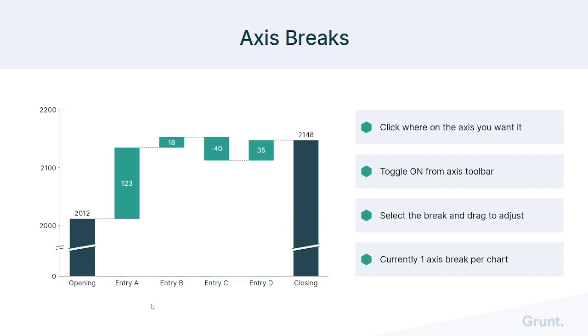If you want to remove the axis break, you can do that either from the axis toolbar and just toggle this off, or click directly on the axis break, right-click, and delete.